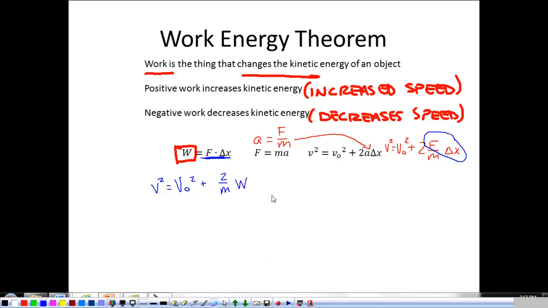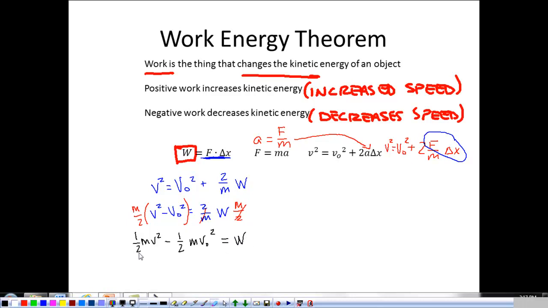And what we want to do is solve this whole thing for work, because we want to see what work is all about. The first thing we're going to do is move over the initial velocity, just subtract it over. Then we want this to go away on this side, so we multiply both sides by m over 2. That makes this go away. And what we end up with is 1/2 mv squared minus 1/2 mv0 squared, and that's going to be equal to our work.